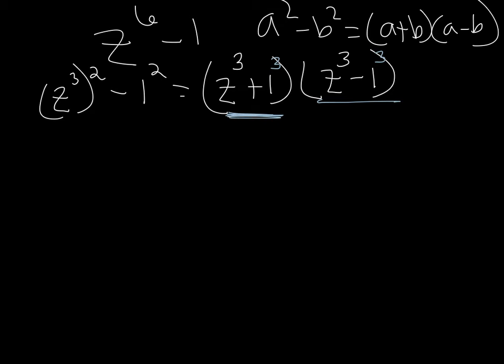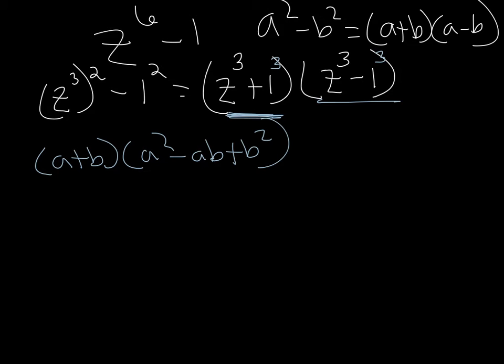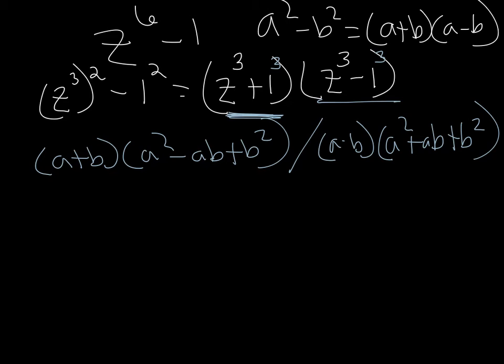First case is this one. So we're going to look at the sum of cubes first. If you have a sum of cubes, I know that it is a plus b times a squared minus ab plus b squared. Difference of cubes is a minus b times a squared plus ab plus b squared. So using those formulas now, we will break each of these down.